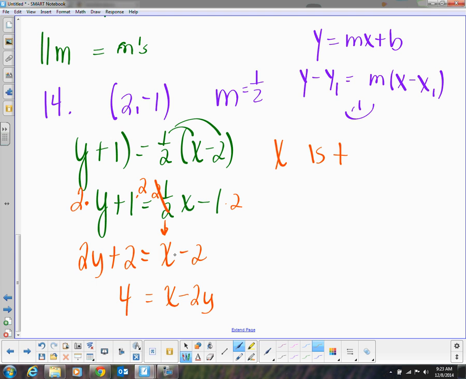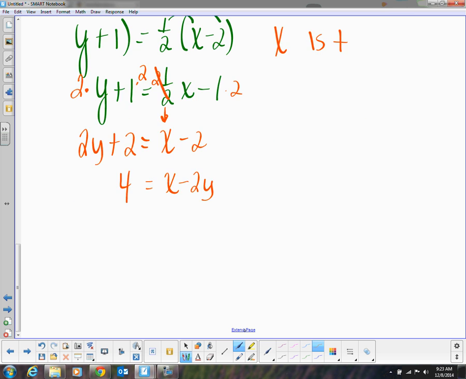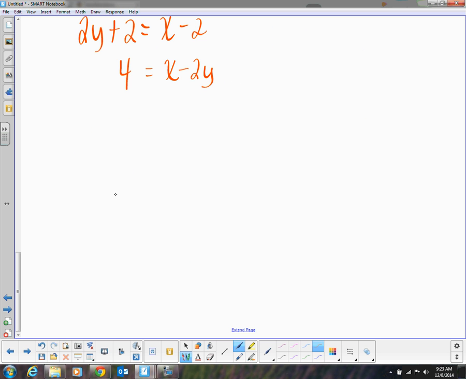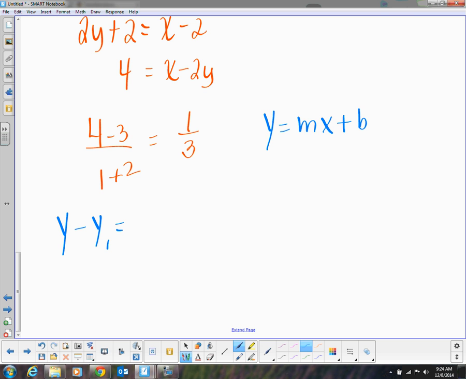What's next on this page? Okay, so you got the slope? Okay, so the slope's going to be 4 minus 3 over 1 minus a minus 2. So did you get 1/3? Okay, so do you use y equals mx plus b? Or do you use y minus y? Okay, so I'm going to stick with this one then.